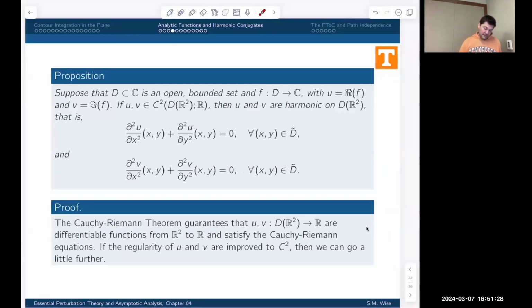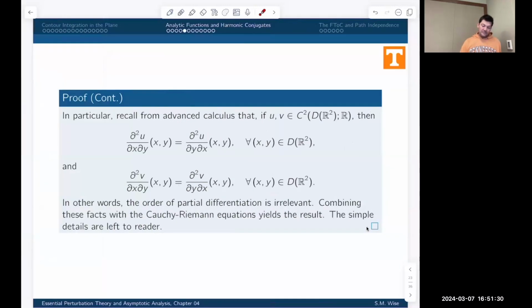Okay, now, if we know that these functions U and V are C2, then there's something you learned in advanced calculus, if you took it, and that is that you can interchange the orders of differentiation. Does everyone remember hearing about this? You may not have heard about this in an analysis class. You may have just always assumed it all your life.